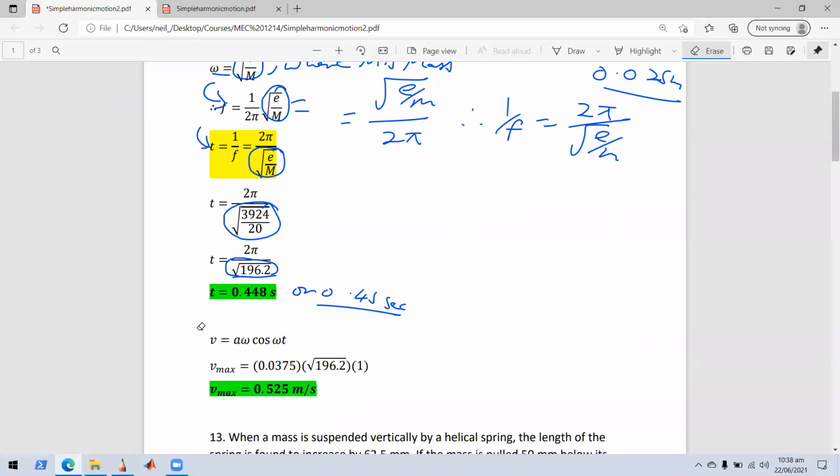Okay, good. So we plug those values in. We have V max is equal to 0.0375, the amplitude, times the square root of 196.2, which is omega, times 1, right? Plug this into the calculator, you should get V max is equal to 0.525 meters per second. Approximately 0.53 meters per second. Okay, any questions overall on this stuff?